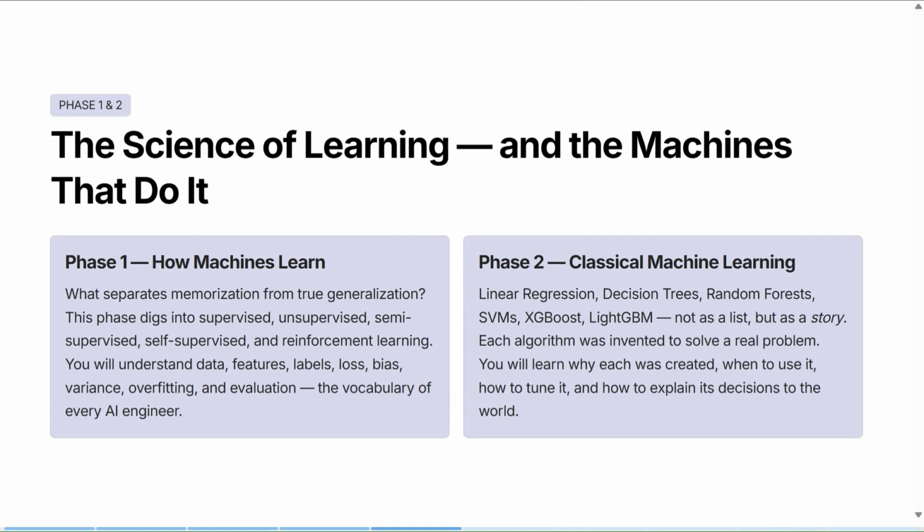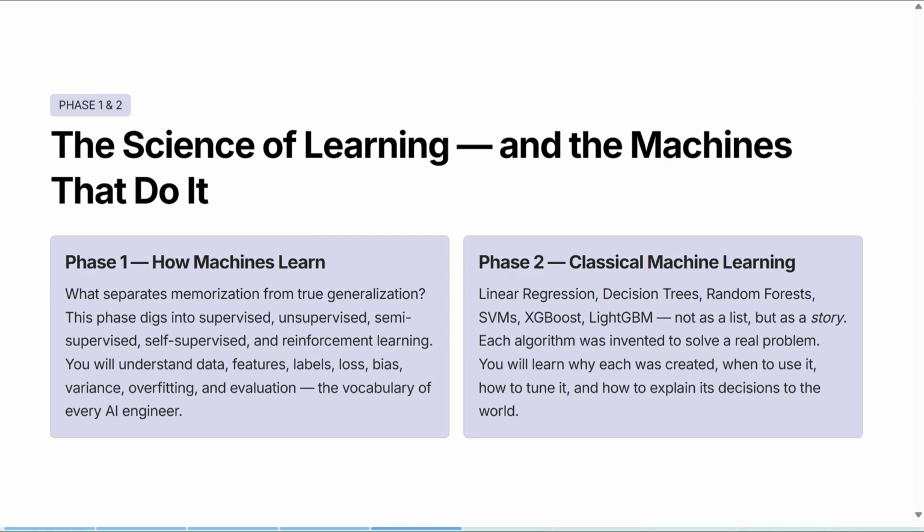In phase one, we will be talking about how machines learn, and what separates memorization from true generalization. This phase digs into supervised, unsupervised, semi-supervised, self-supervised, and reinforcement learning. You will understand data, features, labels, loss, bias, variance, overfitting, and evaluation, the vocabulary of every AI engineer.